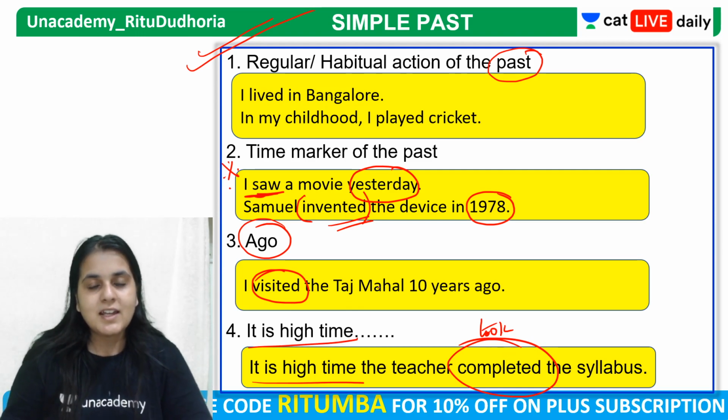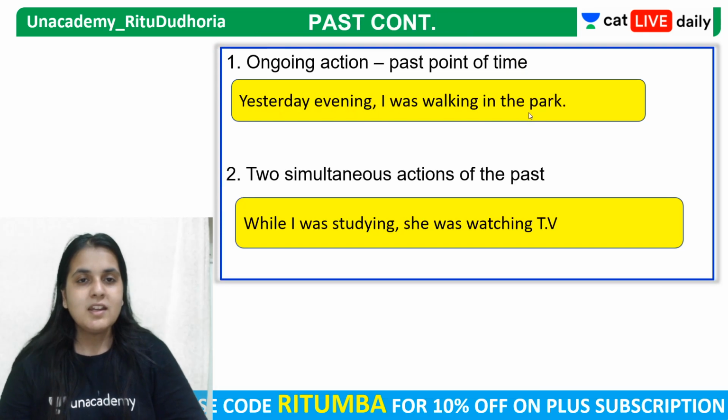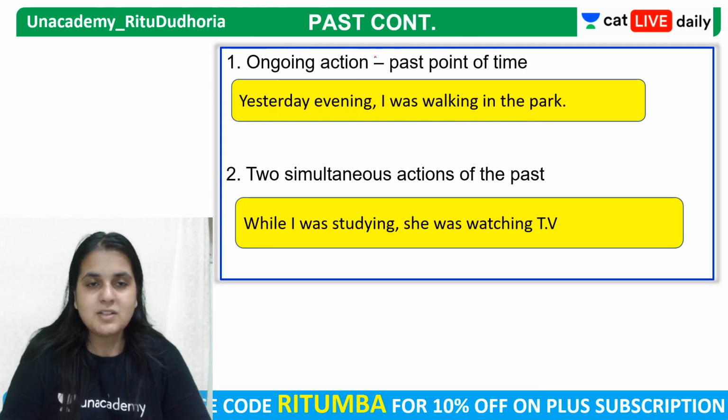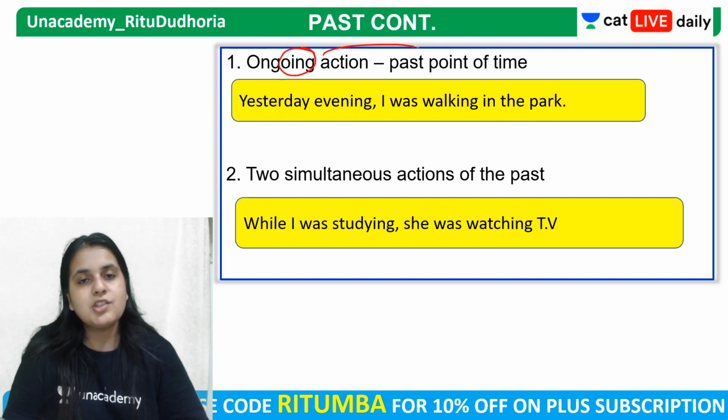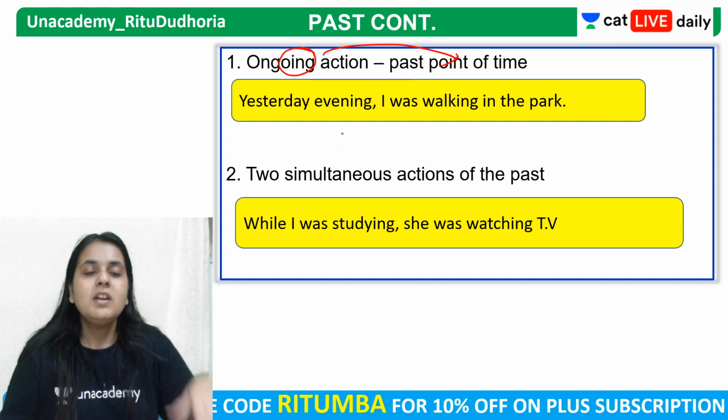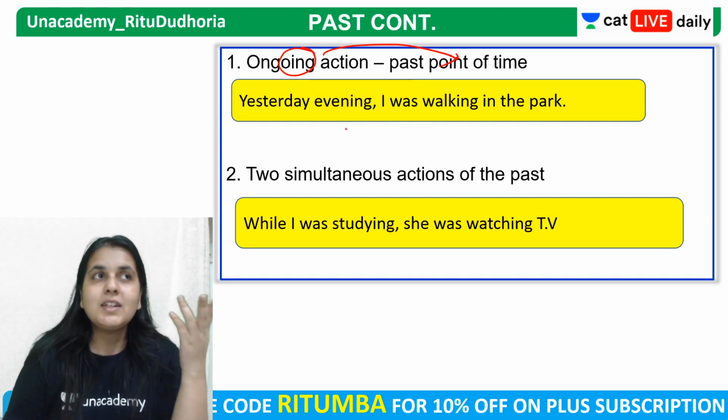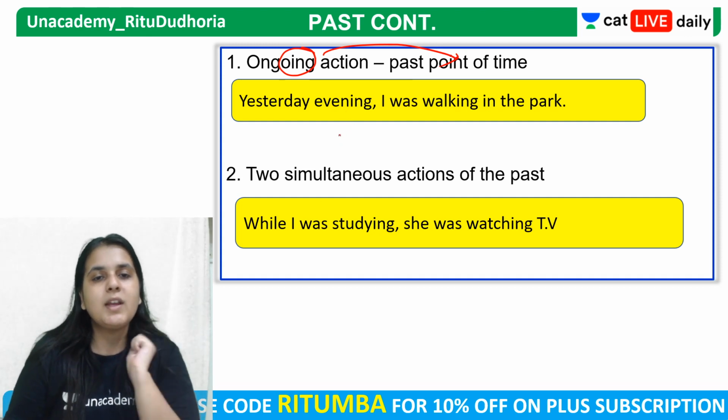So that is, it is high time, simple past tense. Okay, come on, next one. Past continuous tense. Continuous है तो ongoing action, but past है तो past point of time. Yesterday evening, I called you 10,000 times. Why didn't you pick up my call?